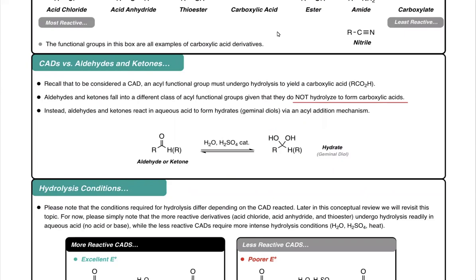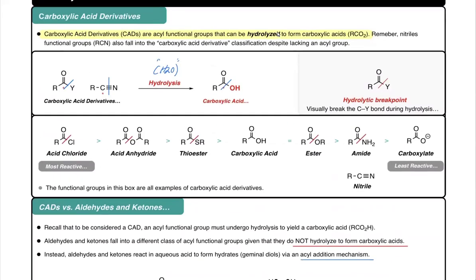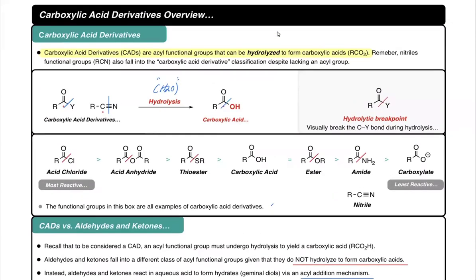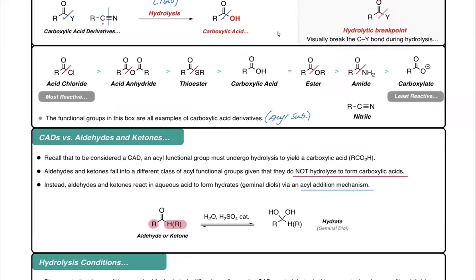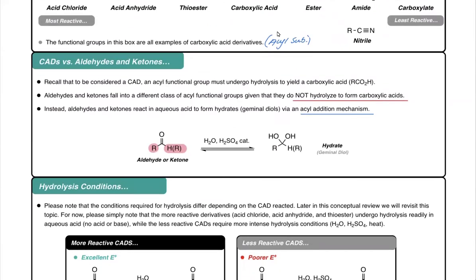Attached to the carbonyl carbon of your aldehyde or ketone, there is no inherent leaving group, and they characteristically undergo acyl addition mechanisms, whereas our carboxylic acid derivatives will undergo a characteristic mechanism of acyl substitution. Okay. Now, while we can't hydrolyze an aldehyde or ketone to a carboxylic acid, we certainly could take an aldehyde specifically and turn that into a carboxylic acid. But that would occur through a process of oxidation. We can transform an aldehyde into a carboxylic acid using our strong oxidizing agent, chromic acid.